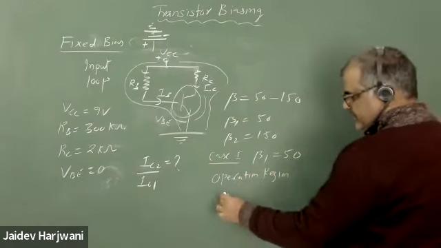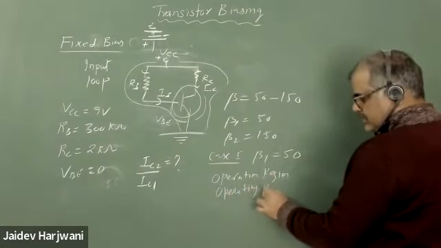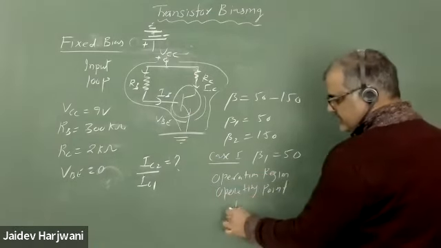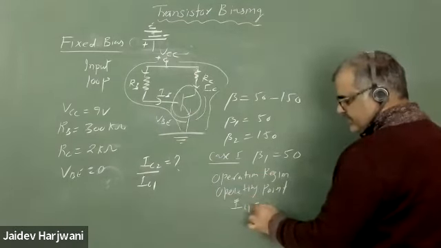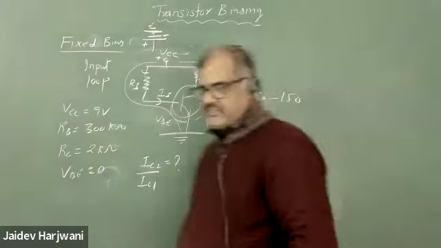Okay, what is the operating point? Finally, you need to calculate IC1. What is the value of IC1, and then you have to find a ratio also, IC2 to IC1.